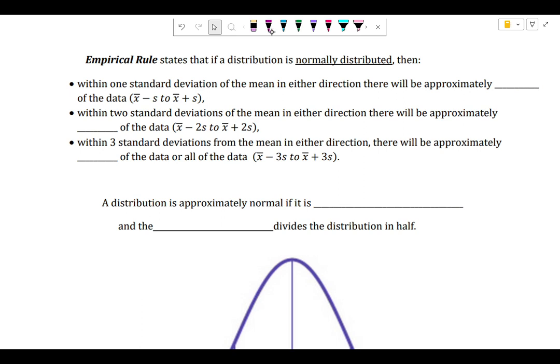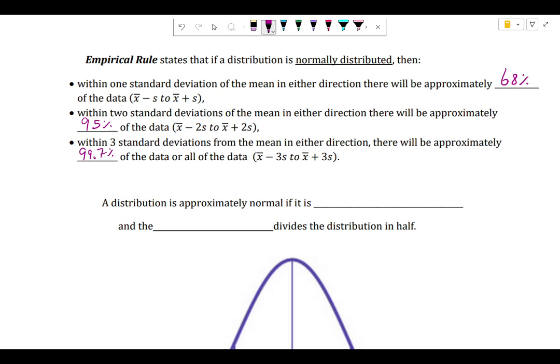This video will look at the empirical rule and give us an introduction to the normal distribution. The empirical rule states that if a distribution is normally distributed, then within one standard deviation of the mean in either direction, there will be approximately 68% of the data values. Within two standard deviations, approximately 95%, and within three standard deviations from the mean in either direction, approximately 99.7% of the data values.